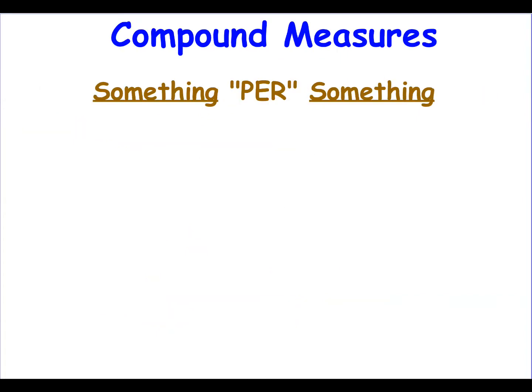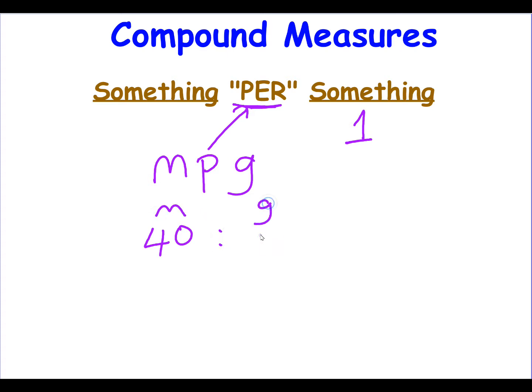The final way we're going to show you a use of unitary method is what we call compound measures. Now, when I gave you the example earlier of ratios, one of them was, for example, miles per gallon, MPG, the P standing for per. Now, per relates to something that is the number 1. You're going to force something to be the number 1. So in this instance, miles per gallon is telling you that my car can do 40 miles per gallon.